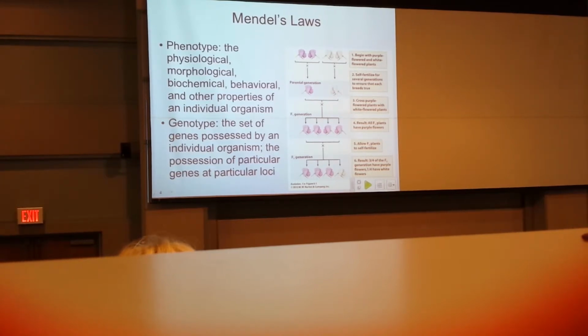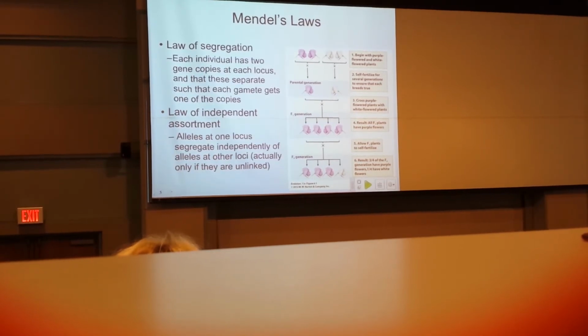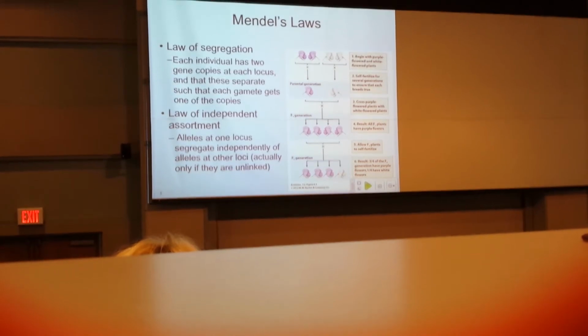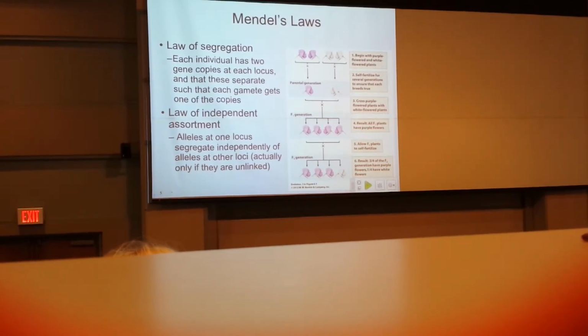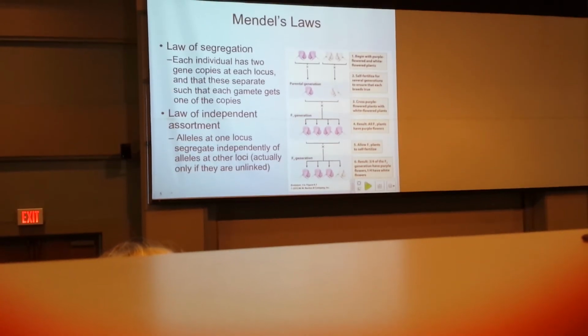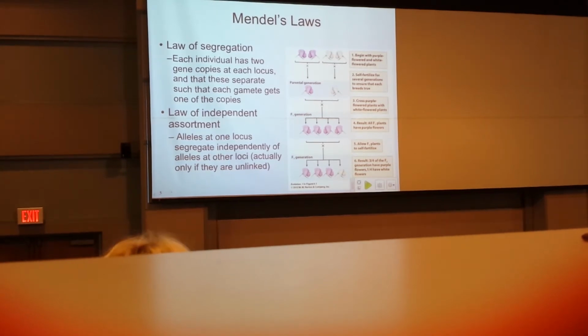So what Mendel was able to figure out from data such as these, basically this proportion in the F2 generation and the proportion in the F1 generation, data that he was looking at, allowed us to figure out Mendel's two laws, the law of segregation and the law of independent assortment. The law of segregation says that each individual has two copies of a particular gene, and that when gametes are made, those genes separate and they go to individual gametes.